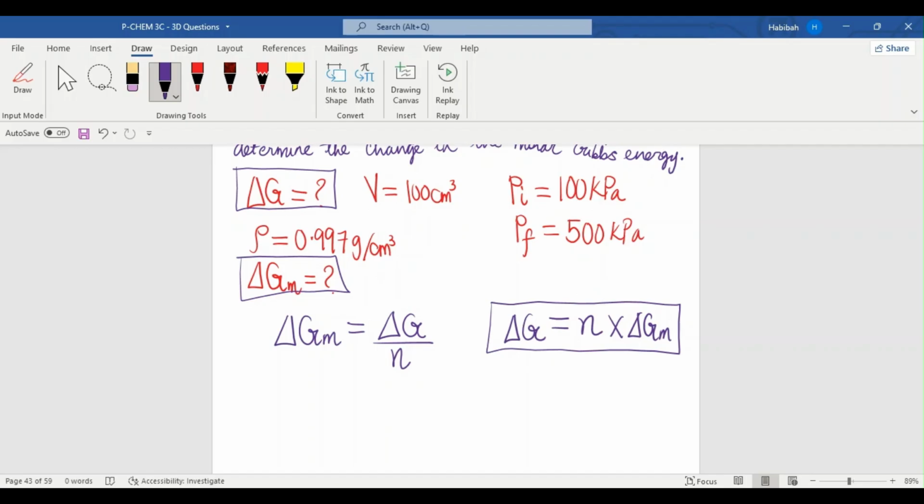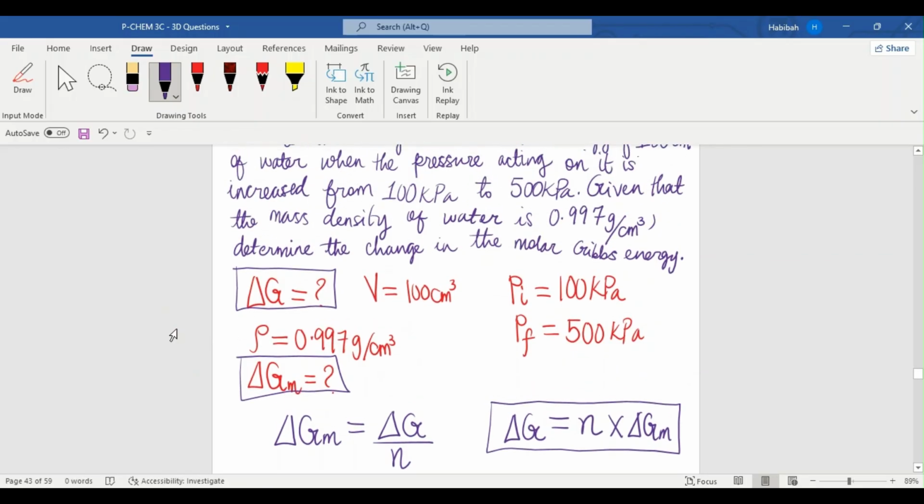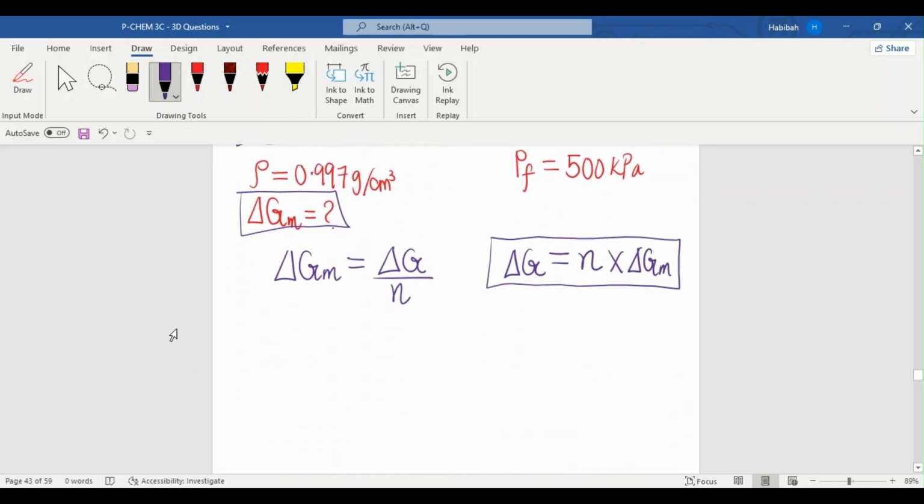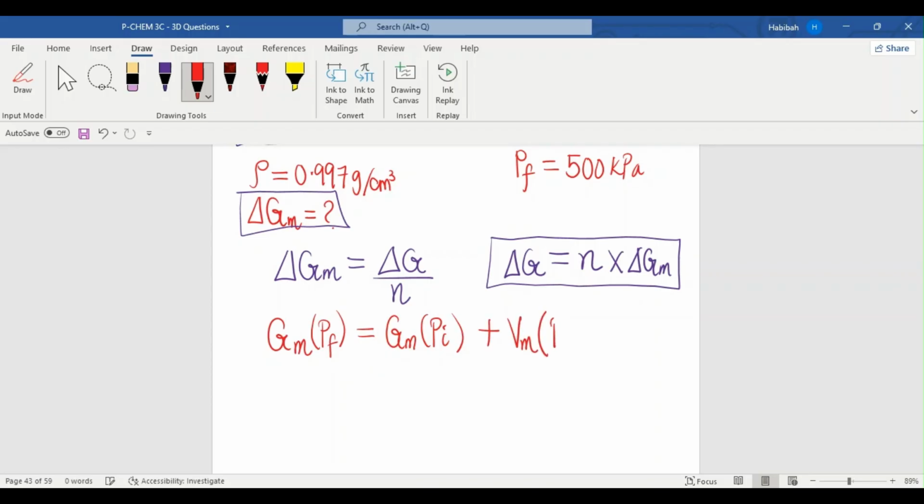Now that we have that information, we can go back to the information we're given. We're told the initial pressure, the final pressure, and the volume. In this question, they did not tell us that we're dealing with an isothermal problem, so we're going to use this particular equation. The molar Gibbs energy at the final pressure is equal to the molar Gibbs energy at the initial pressure plus the molar volume multiplied by P final minus P initial. This is what we're supposed to use.